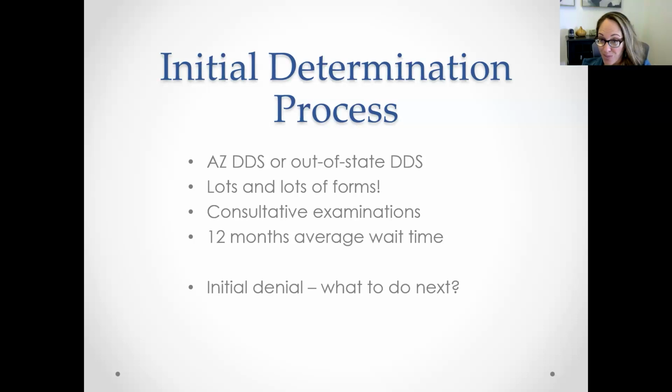They will send you lots of forms to fill out about your daily functioning, follow-ups on new medical providers, things like that. They might send you to doctors to have examinations done. Those are called consultative examinations. We call them CEs. They have people who do physical consultative examinations if you have a physical disability. They also have psychologists who do mental health ones. This initial determination process takes about 12 months. So eventually you get a decision.